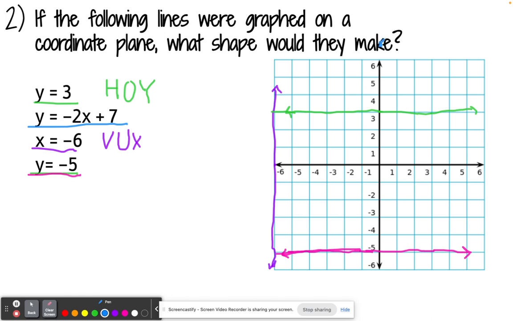My slope is -2, so I'm going to go down 2 over 1, down 2 over 1, down 2 over 1, and so on. And I will have a line that goes this way. Again, I'm going to need to extend this line so it intersects.